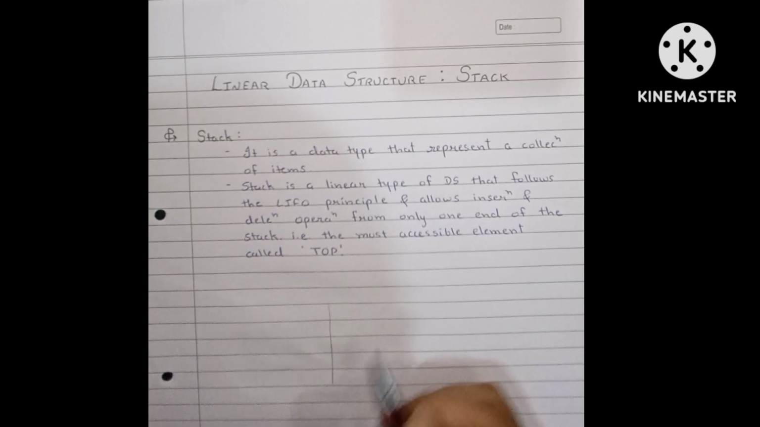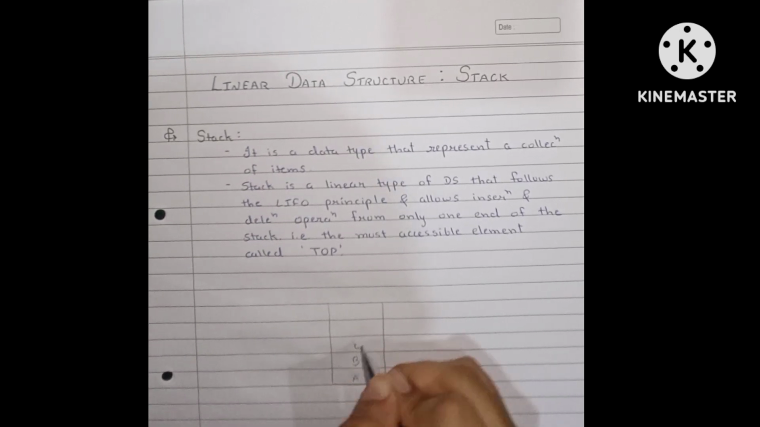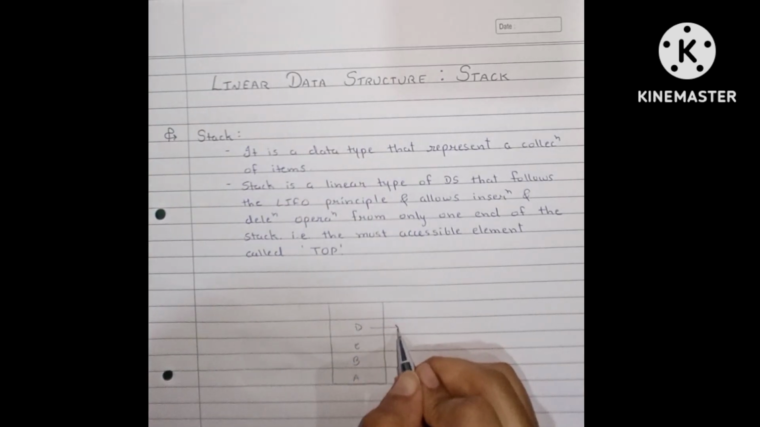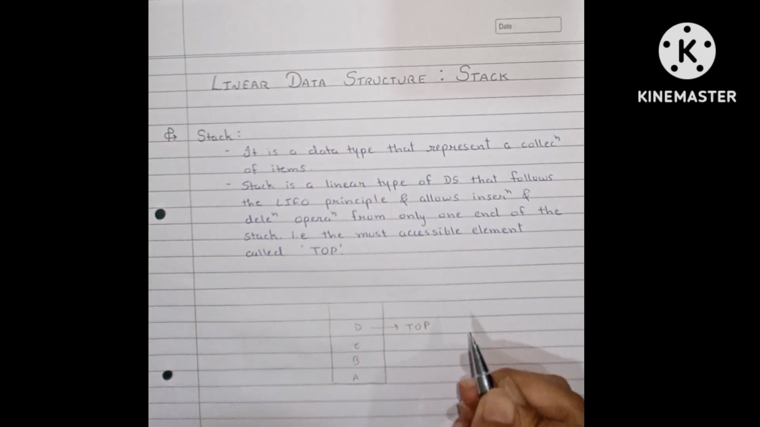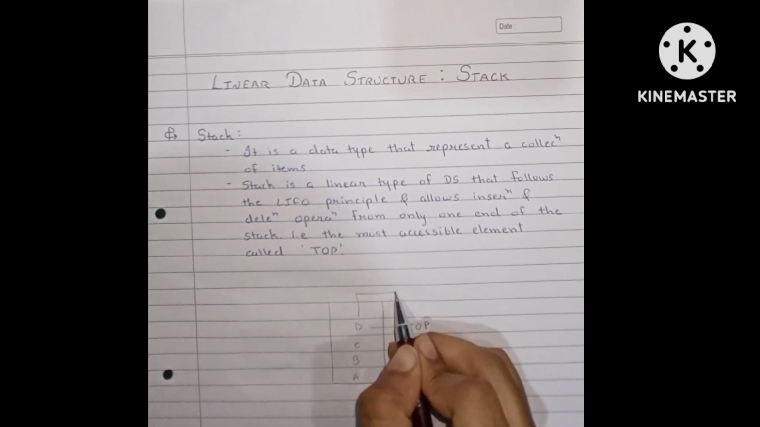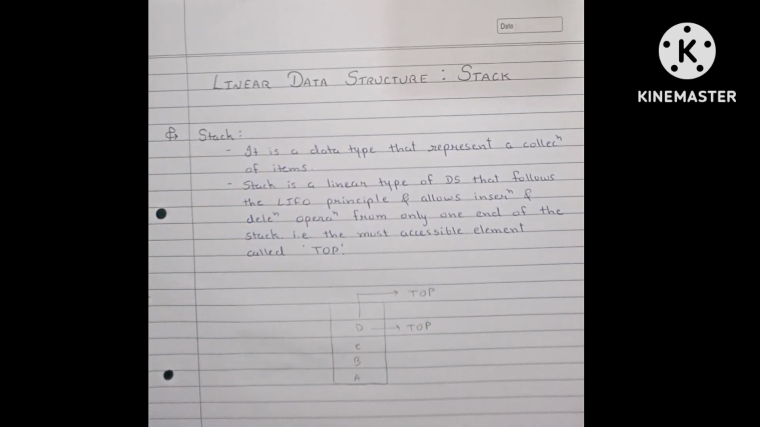For example, here is the stack which contains some elements like A, B, C, D. Here the last inserted element is D, which is the topmost element in the stack. Now for removing any element, the topmost element would be accessed first. So the top can be considered as the most accessible element in the stack.